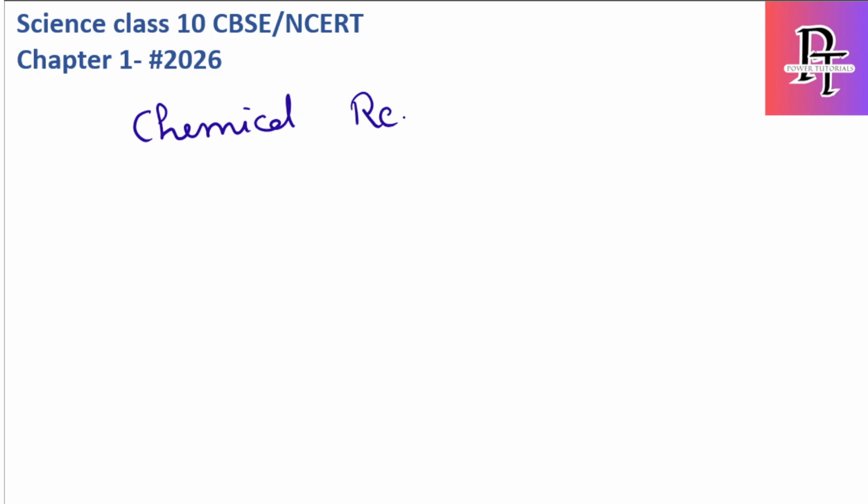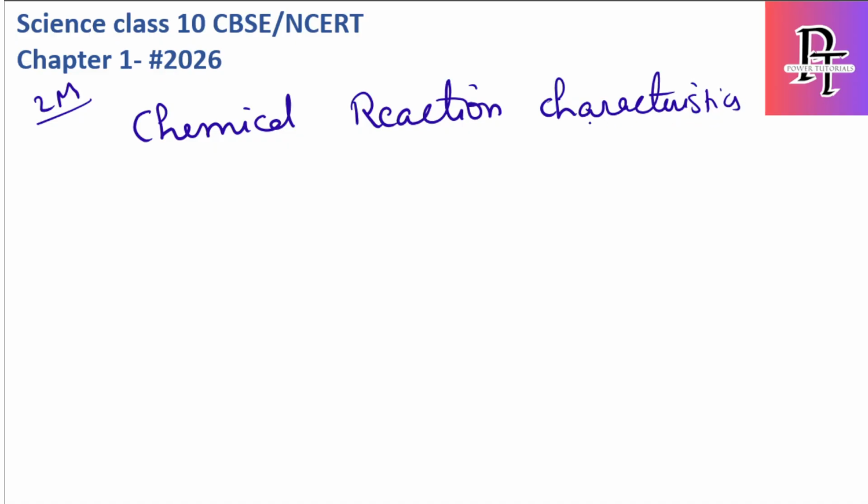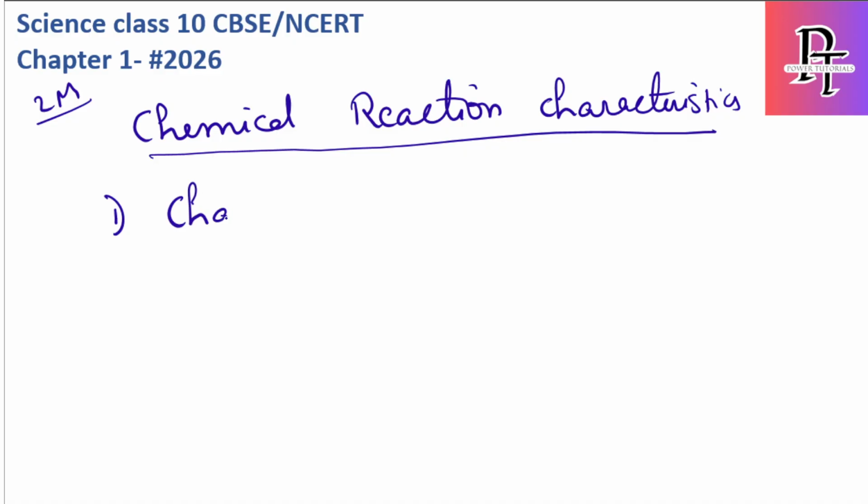This is an important question from the exam point of view as well, for 2 marks. They will ask what are the characteristics of a chemical reaction, or what are the things you have to understand to identify it as a chemical reaction. There we have a total of 4. First one is change in state.